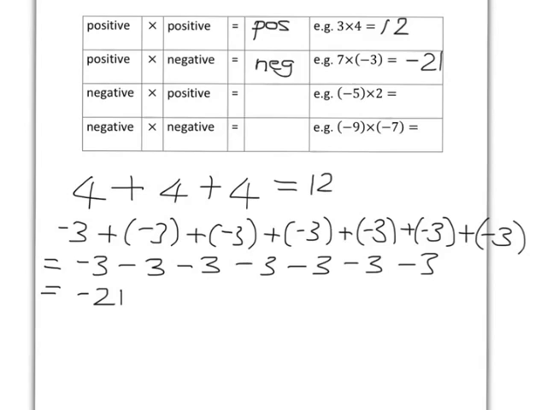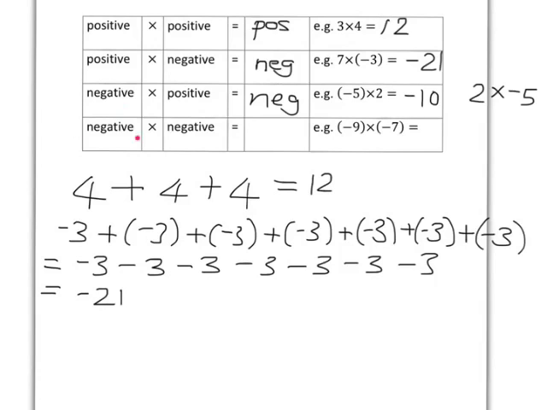Now, the next one actually follows straight away. -5 times 2 is exactly the same as 2 times -5, because when we're dealing with multiplication, the order in which we do it doesn't matter. We can always switch it around. So basically, it's 2 lots of -5, and we've just seen that that's going to give you a negative answer. So if we've got a negative times a positive, it has to give you the same answer as a positive times a negative, because with multiplication, the order doesn't matter. So -5 multiplied by 2 is going to give you -10.